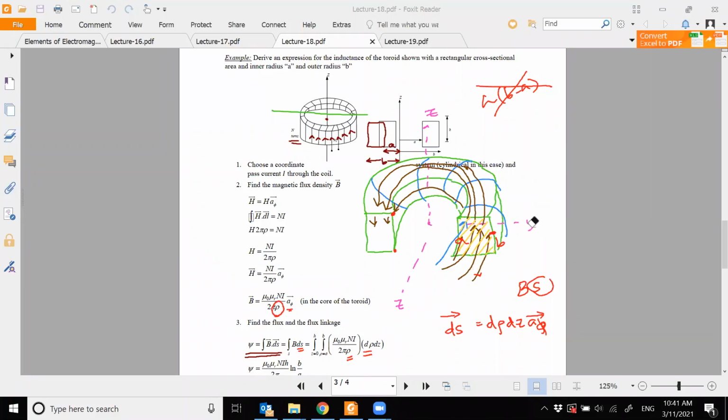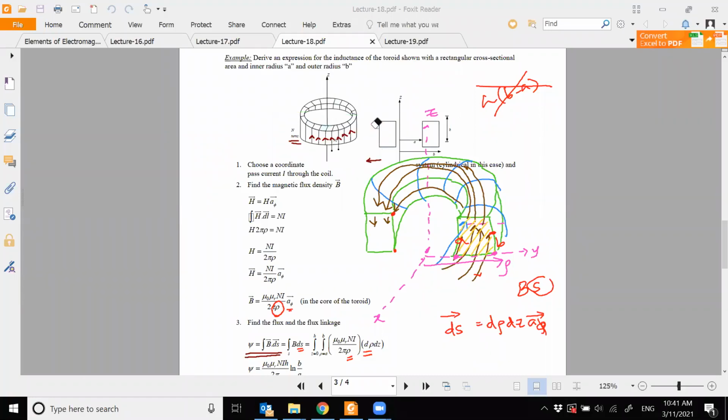And to make it much easier for you, let's put this here at the center. So this is your Y and this is your X. So therefore, this is your rho, and it will take values from A to B. And then you find your psi.